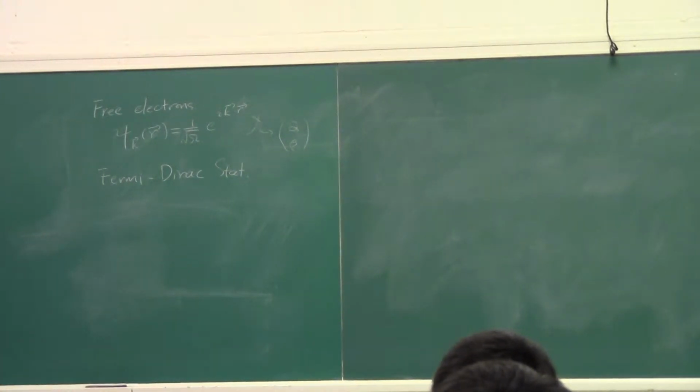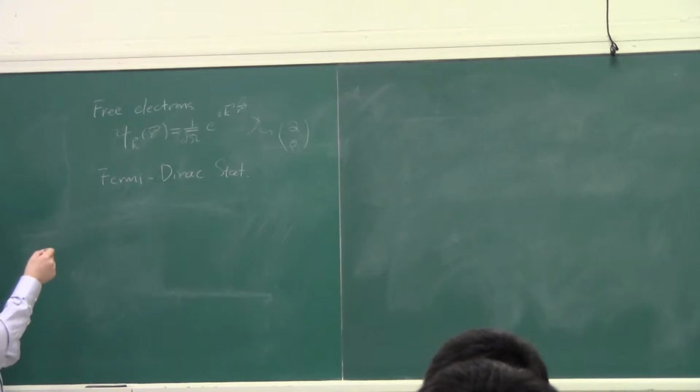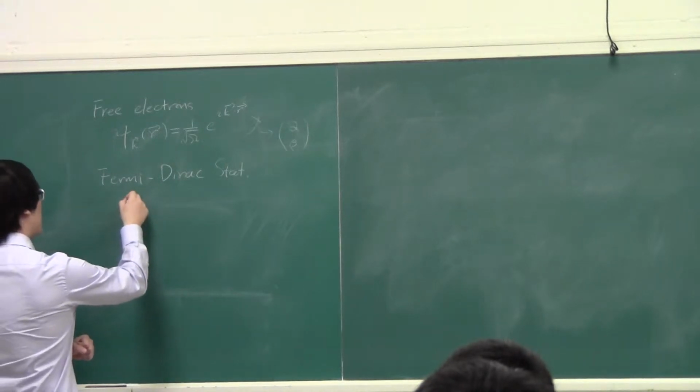Okay, which tells you how the electrons will arrange themselves if we have a bunch of electrons. So the Fermi-Dirac statistics come from the Pauli exclusion principle, which says that no two electrons can occupy the same state.